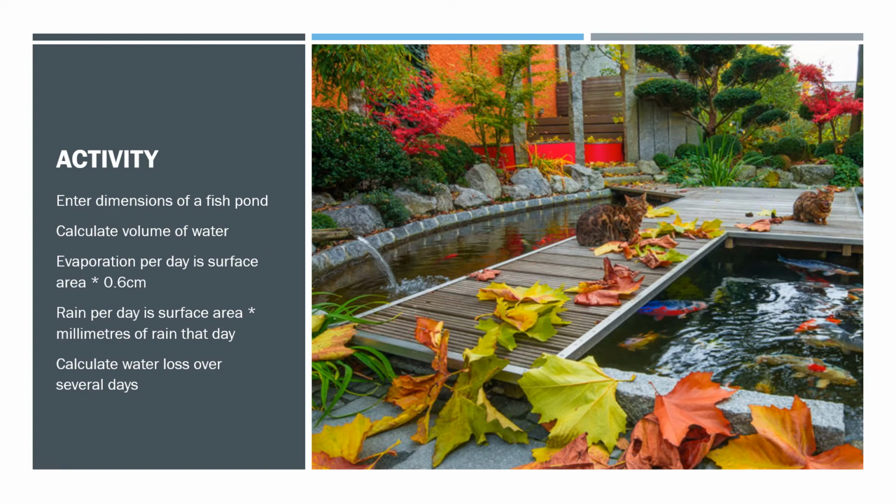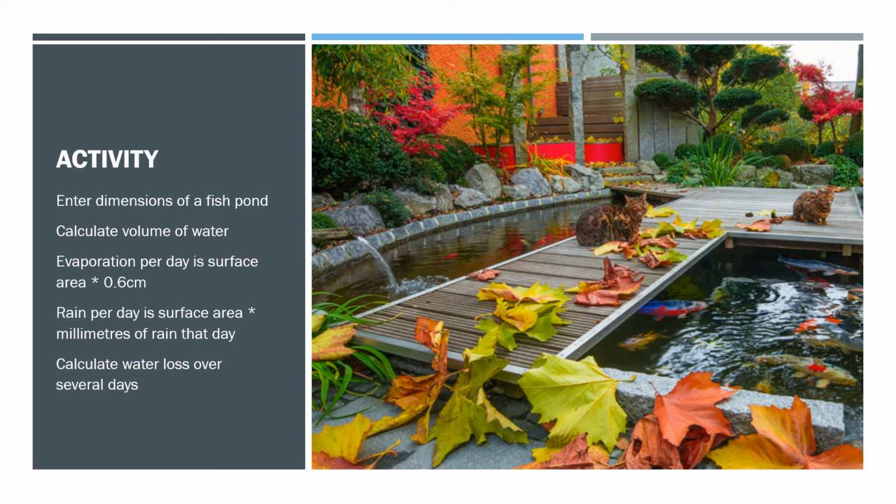And I'm going to leave you with a programming activity. Think of a fish pond. I've got a photo of an example here. Enter the dimensions, so those would be 3 values entered by the user. Calculate the volume of water in the pond and the surface area of the pond. Let's say that evaporation per day is 0.6 of a centimetre multiplied by the surface area. How much water is lost each day to evaporation?